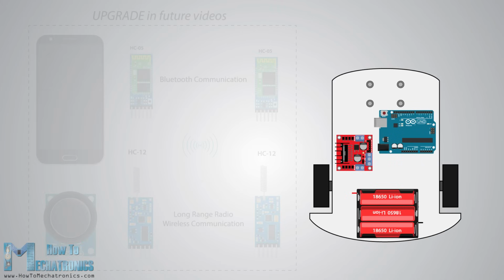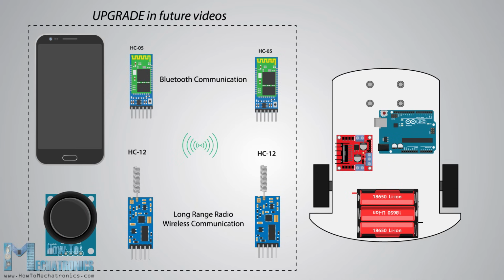So that would be all for this tutorial, and in my next video, we will upgrade this Arduino robot car by adding Bluetooth and radio devices for enabling smartphone and wireless control.